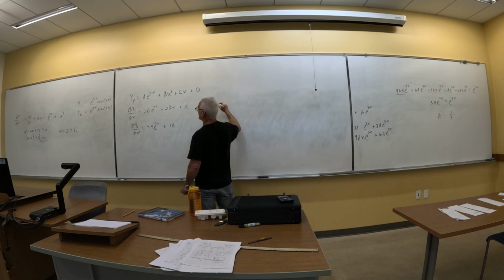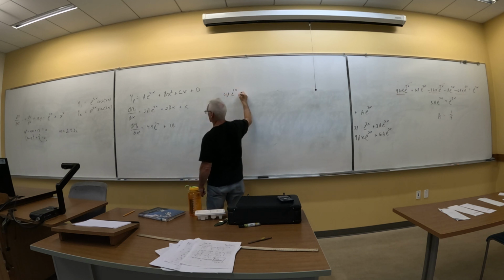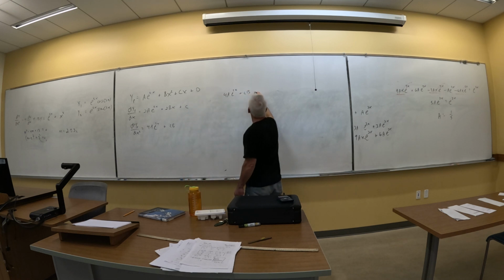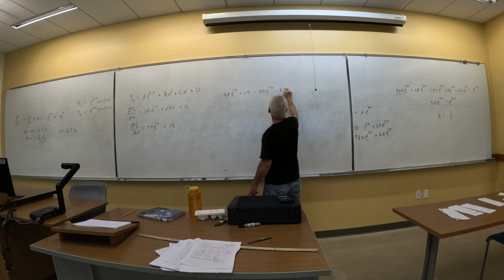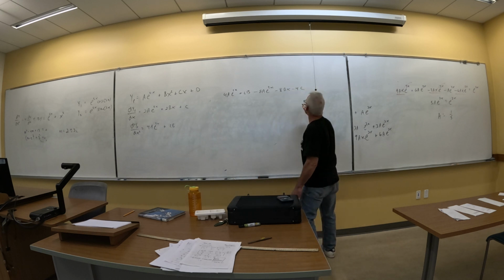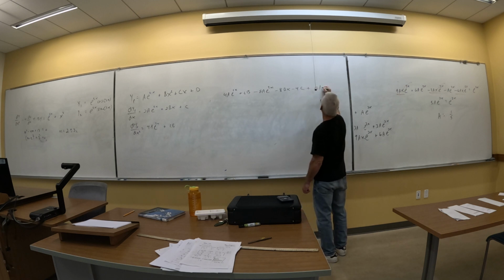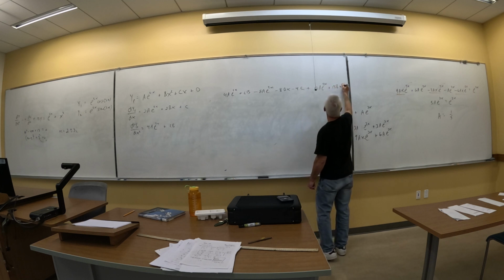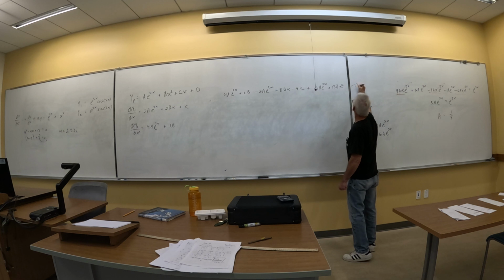All right, so when I substitute things back into the original problem, I'm going to get 4a e to the 2x plus 2b, there's my second derivative, minus 4 of these, so minus 8a e to the 2x minus 8bx minus 4c, and then plus 13 of the original, so plus 13a e to the 2x plus 13bx squared plus 13cx plus 13d.